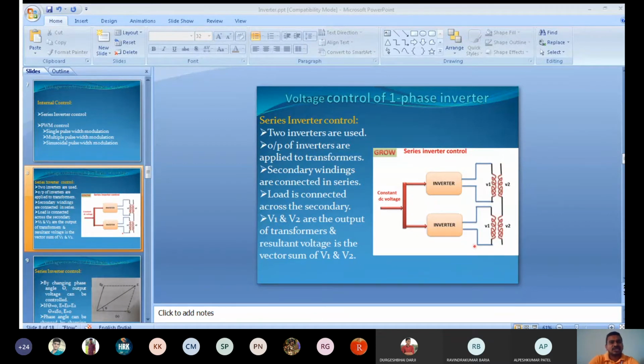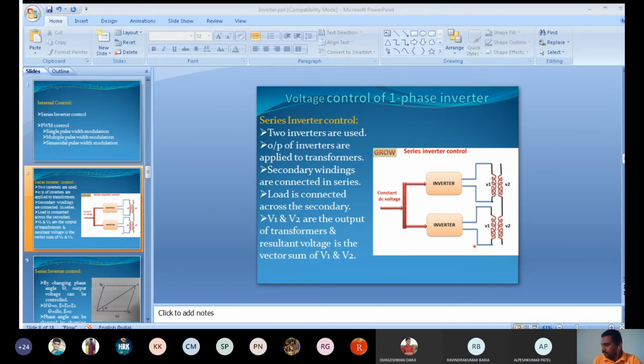Okay, now next is the sinusoidal pulse width modulation. Okay, so in this we have a reference signal of sine wave. So in this sinusoidal pulse width modulation the sine wave is compared with the carrier signal. Okay, so this is the triangular wave, that is the carrier signal, and this is the sine wave, that is the reference signal, and this sine wave is compared with the carrier signal.